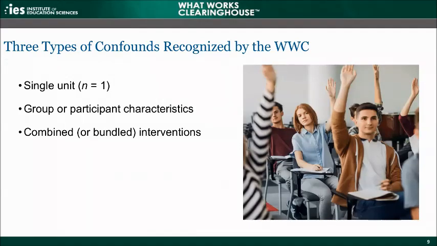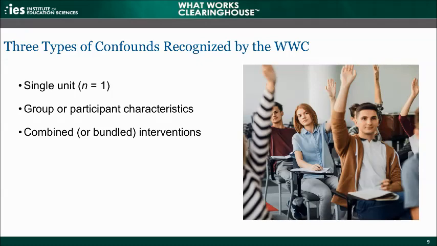There are three types of confounds that we will cover: single unit confound, also known as n=1, group or participant characteristics, and combined or bundled interventions. During the remainder of this webinar, we will use the term confound and confounding factor interchangeably, and we will review these three types of confounds and how to identify them using hypothetical examples, real examples from reviews of studies using WWC standards, and knowledge checks to practice.